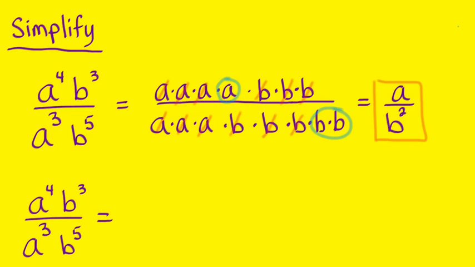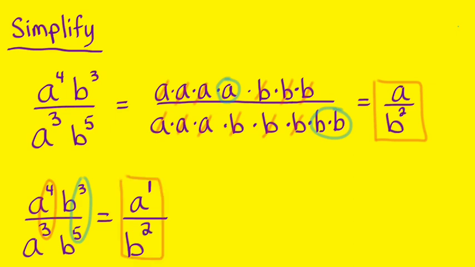We could also think of this as who wins. Between A to the 4th and A to the 3rd, A to the 1st is going to win, right? By 1 upstairs. And then 3 on top, 5 on the bottom, the bottom wins by 2, right? So we can also play the who wins game.